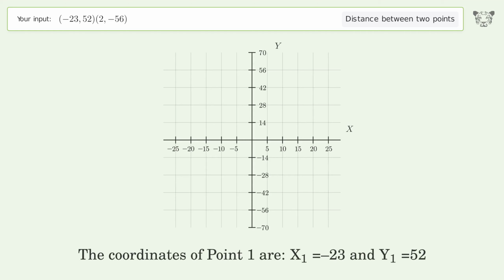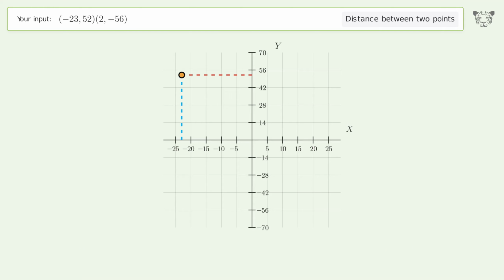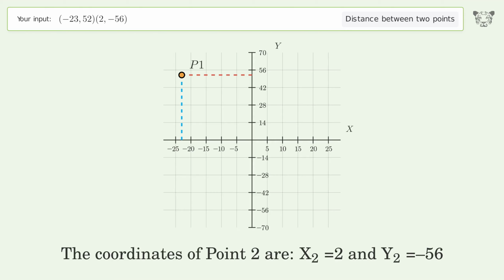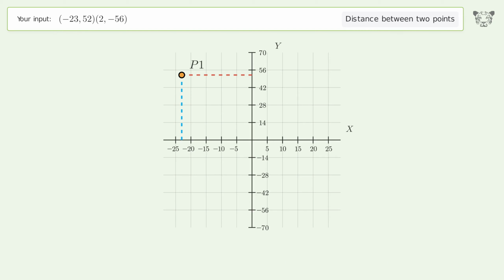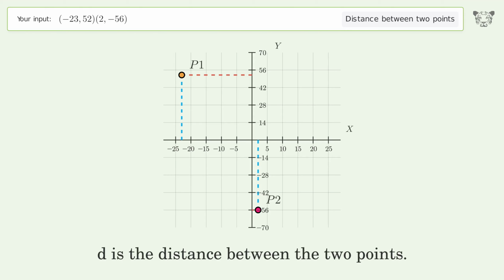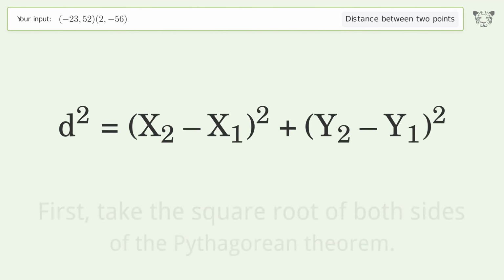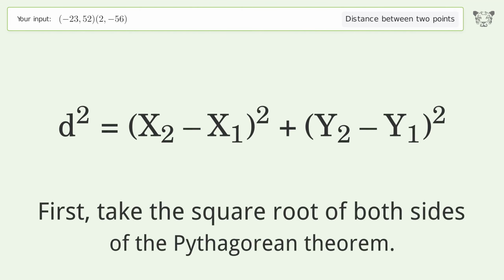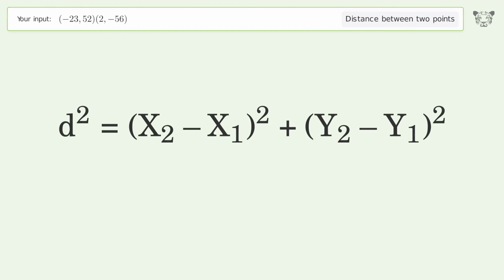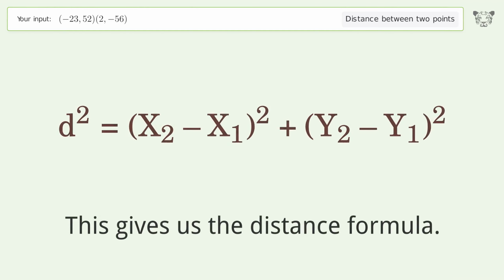The coordinates of point 1 are x1 equals -23 and y1 equals 52. The coordinates of point 2 are x2 equals 2 and y2 equals -56. D is the distance between the 2 points. First, take the square root of both sides of the Pythagorean theorem. This gives us the distance formula.